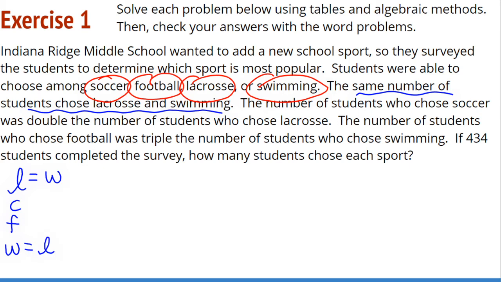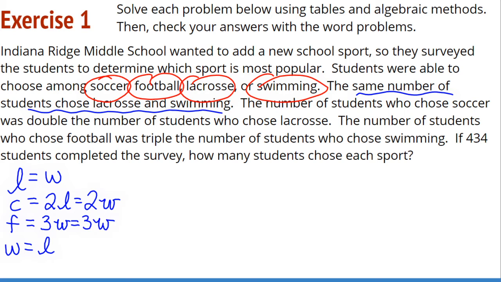Now that's really useful when I start to create a table or create an algebraic expression. The number of students who chose soccer is double those who chose lacrosse. So soccer is double lacrosse, which means it's also double the swimming. The number of students who chose football was triple the number of students who chose swimming. So football is triple swimming, but that means it's also triple lacrosse.